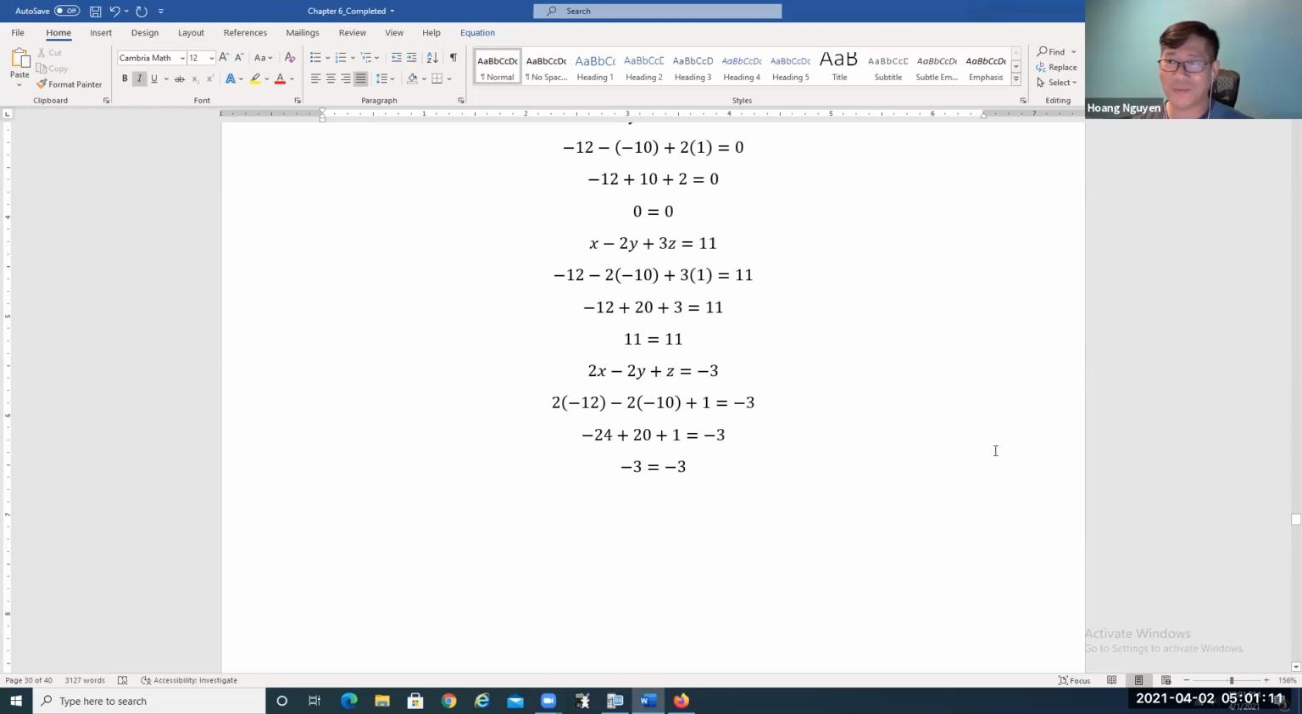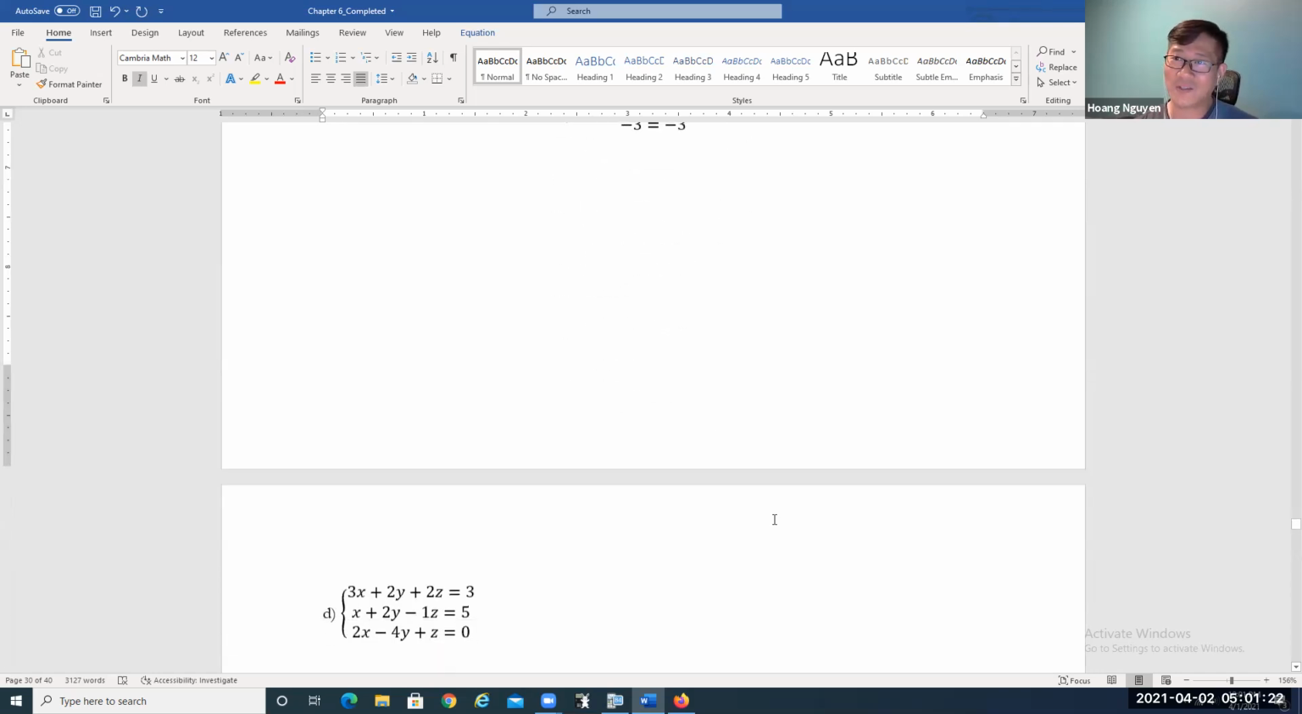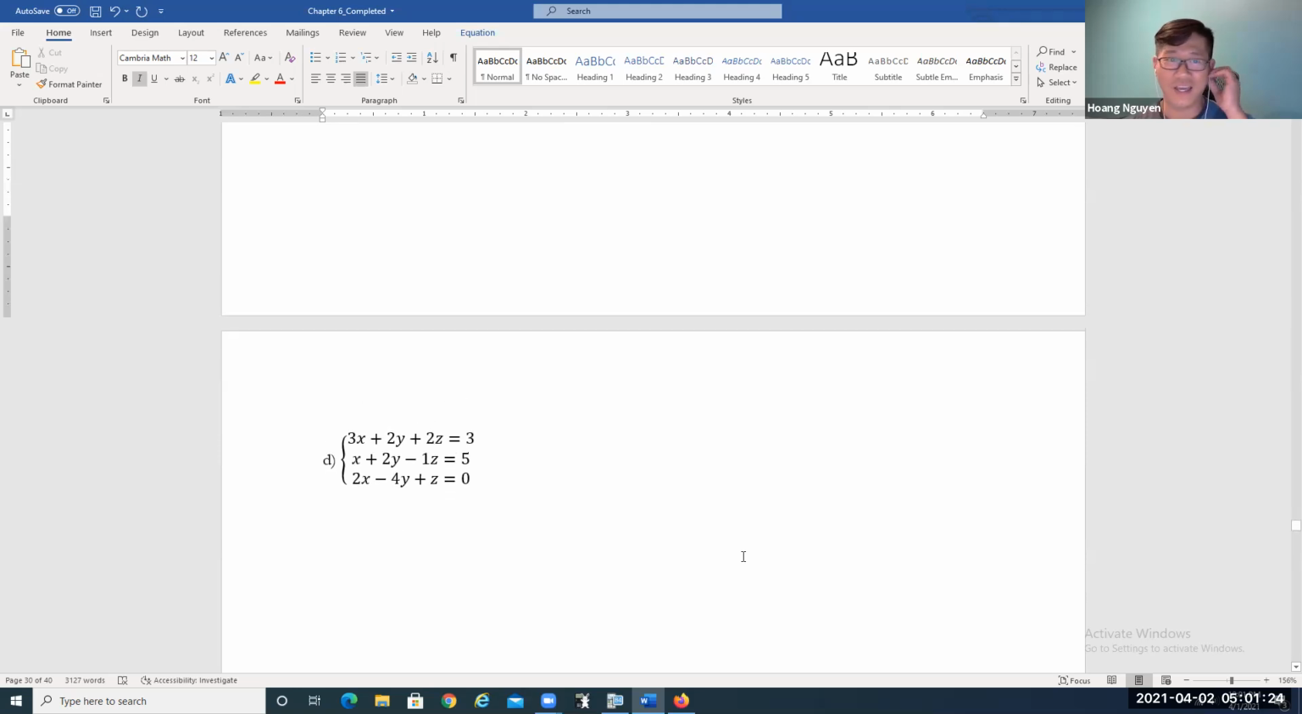Okay, so let's keep going, everyone. We have one more question with a system of 3 equations, 3 variables, and we're going to use a matrix. So let's try one more practice question. Let's take a look at question D. 3x plus 2y plus 2z equals 3, and then x plus 2y minus z equals 5, and then 2x minus 4y plus z equals 0. We're going to find the solution of this system of equations using a matrix.